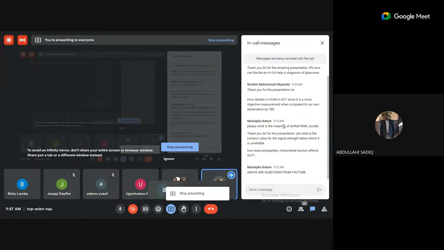If the patient has three or more readings, it will automatically generate progressions using each one of them. But before you do that, you must ensure a good quality scan, the one that has good signal strength, no decentration error, no artifacts, and it's well demarcated.